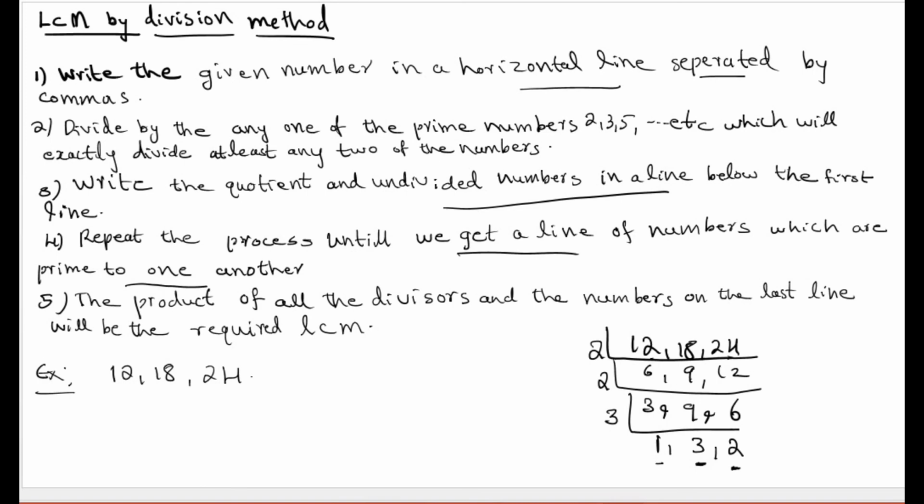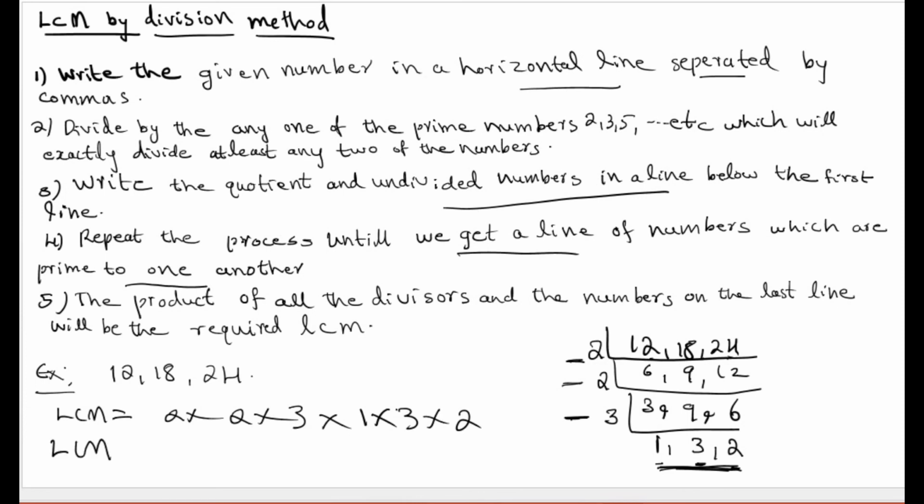So here, LCM is equal to 2 into 2 into 3 into 1 into 3 into 2. So write LCM equal to 2 2s are 4, 4 3s are 12, 12 3s are 36, 36 into 2 is equal to 72. Now check the previous problem also. There you also got the LCM of these three numbers as 72. So using the division method or the prime factorization method, the LCM remains the same.